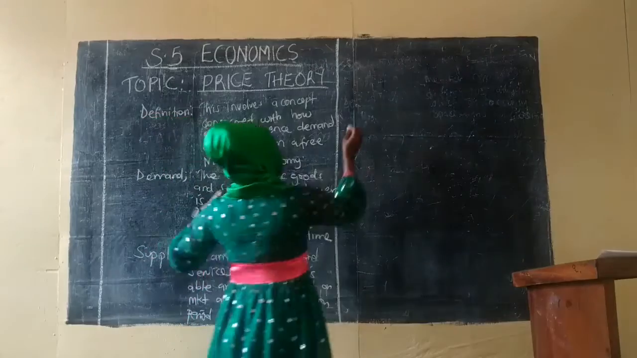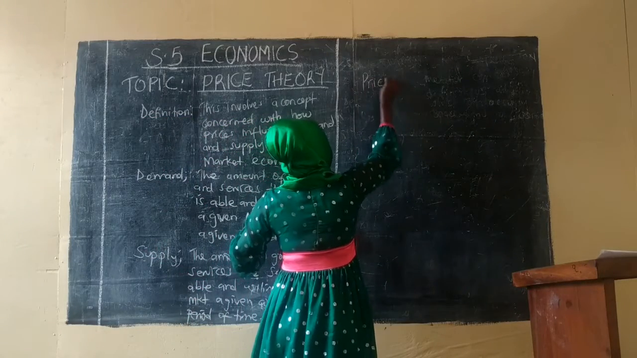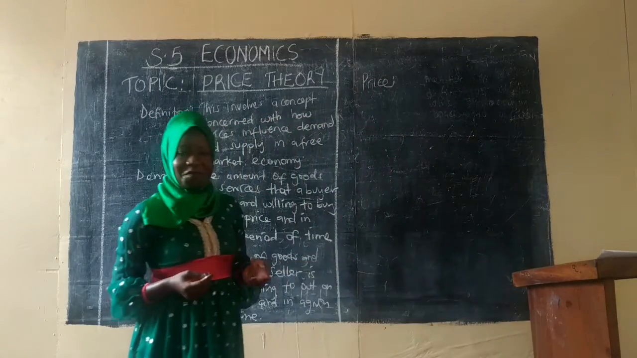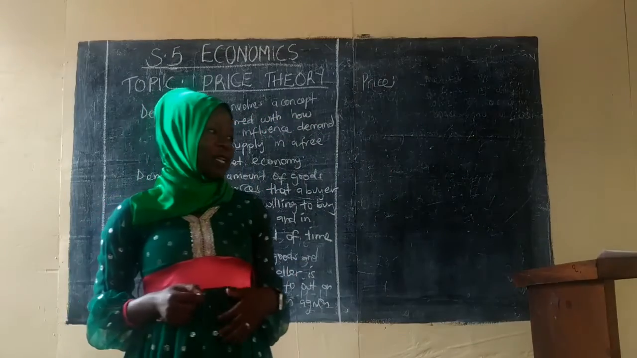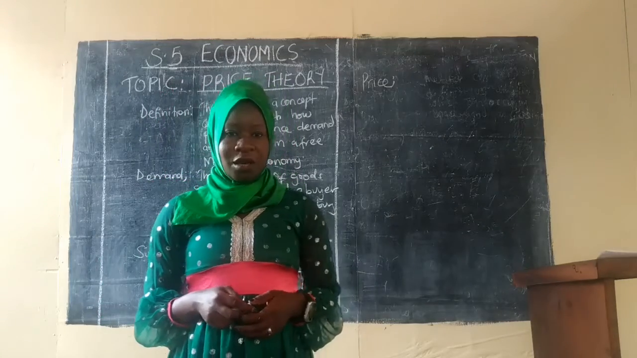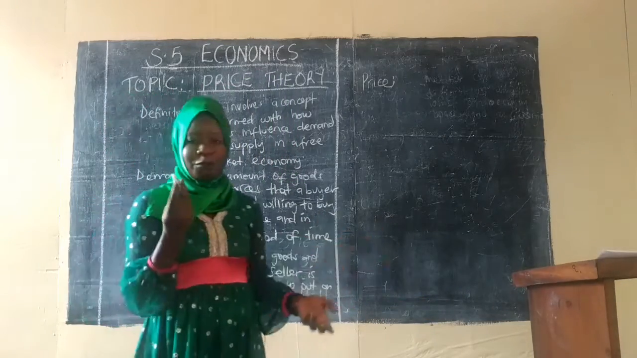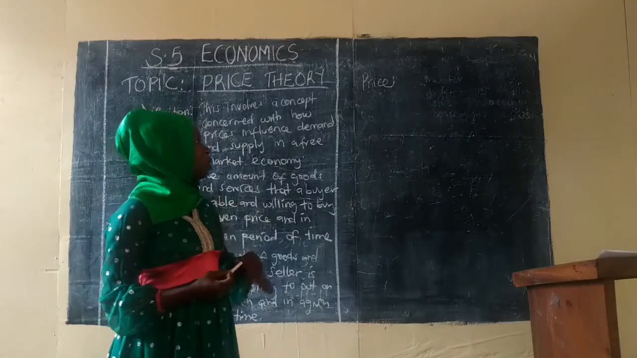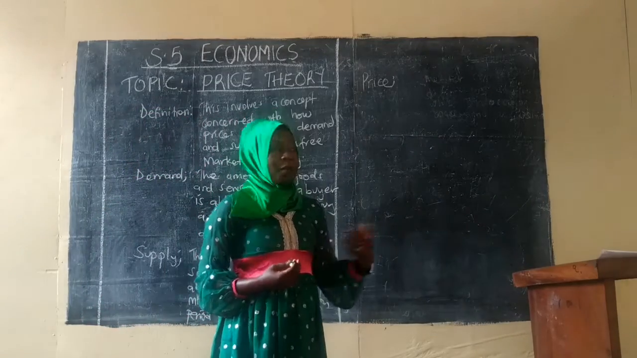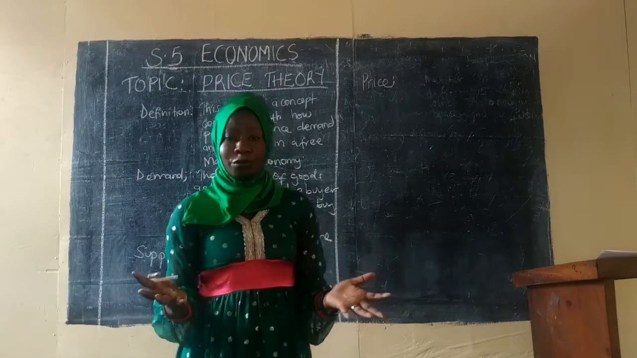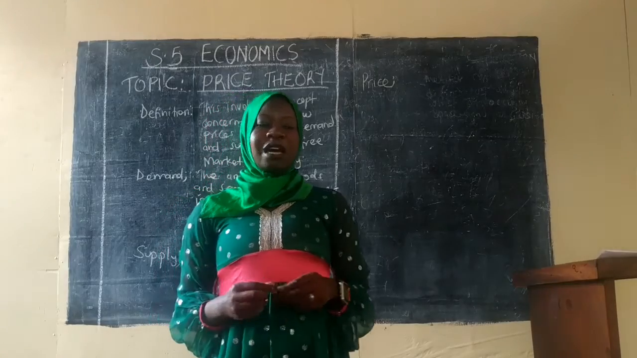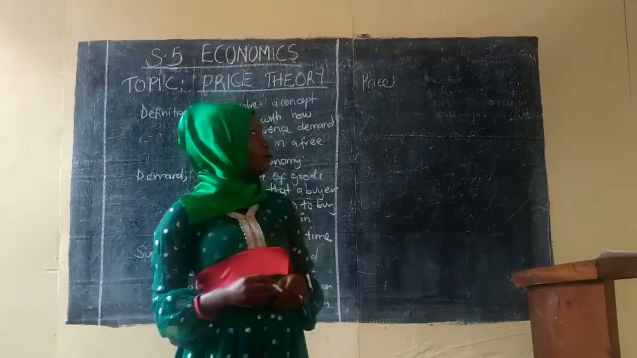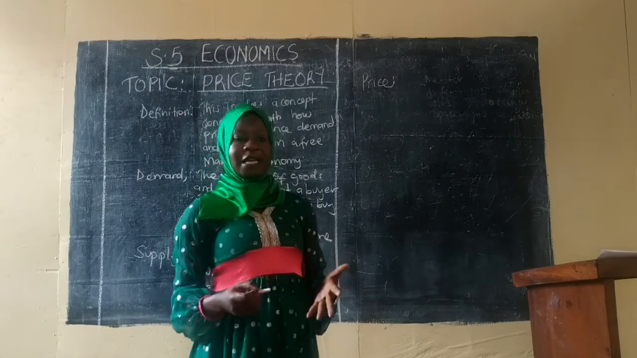Then I have price. What is a price? Many of us have gone to the market and asked, how much do you sell this? What is the price of this piece of chalk? You're asking the seller, what is the price of this? But do we know what a price is? Price is simply the value of a commodity. We are looking at the worth or the value of a commodity in terms of money.